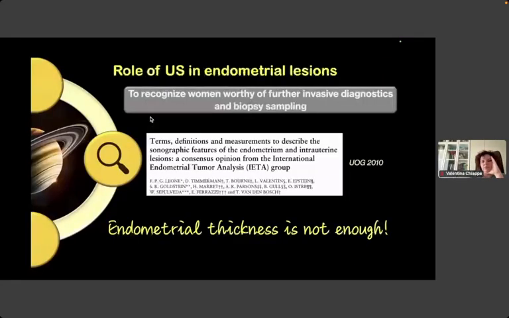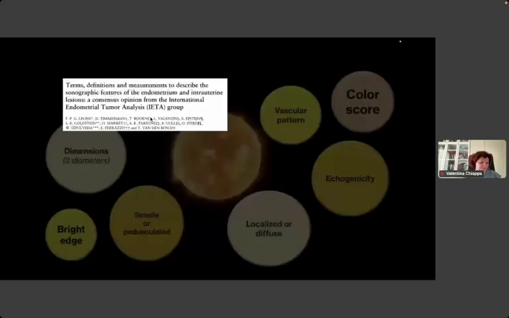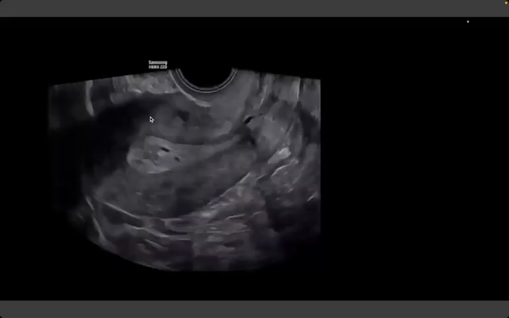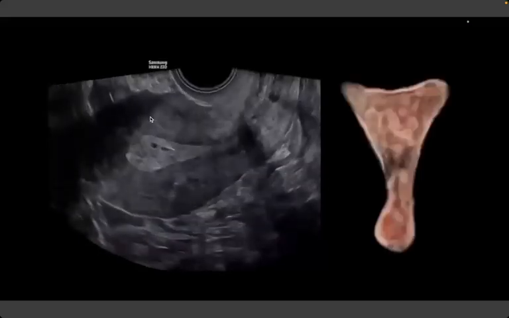When we study the endometrium using ultrasound, it is now clear that the thickness is not sufficient. We must be familiar with IETA terms and definitions, and we must learn how to describe the endometrium from a qualitative point of view, evaluating all these features. In this case, we can see a non-homogeneous endometrium due to the presence of regular cystic areas. The midline is not visible and the endomyometrial junction is regular. The presence of a focal lesion is not clear.